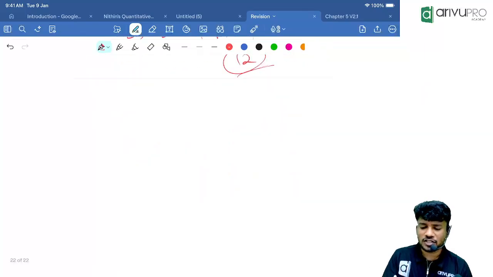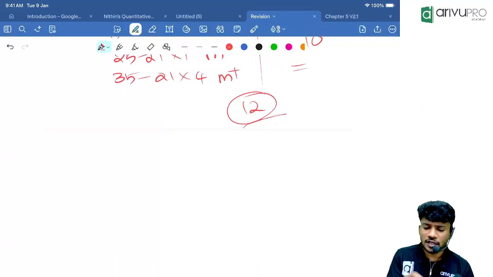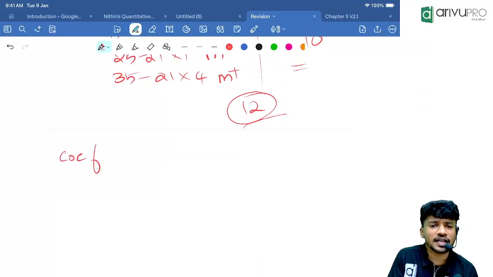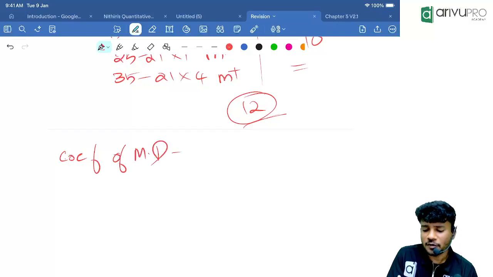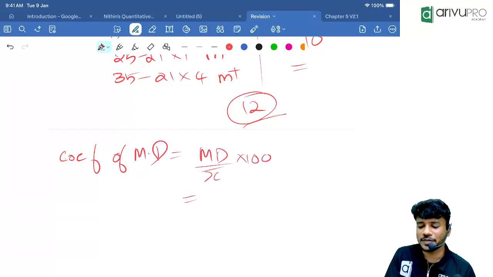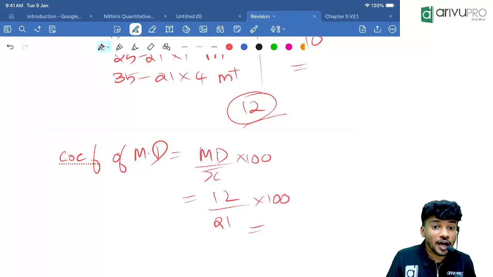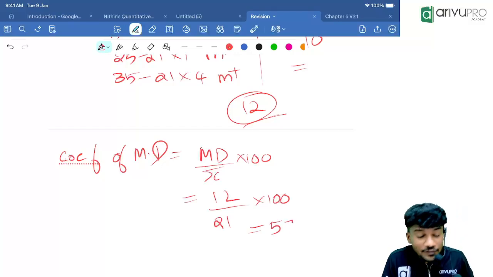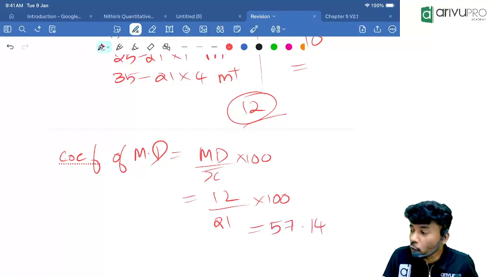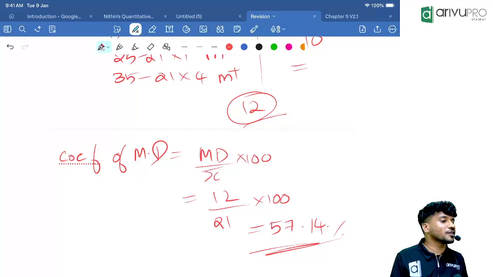If mean deviation is given, how to find the coefficient of mean deviation, the relative measure? What is the formula? Mean deviation divided by x bar into 100. Mean deviation is 12. X bar is 21 into 100. How much is the value, people? 57.14. Everyone got it as 57.14%?